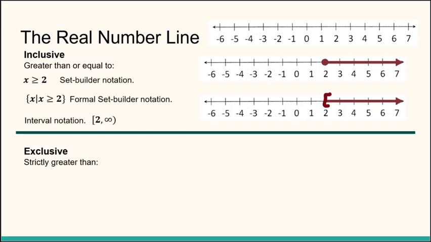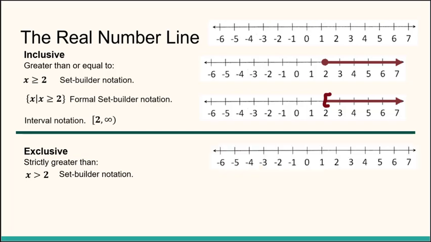So let's look at what it means to have an exclusive type set, meaning that it's strictly greater than. That would look like x greater than 2. This is in set builder notation. Let's see what this looks like on my number line.